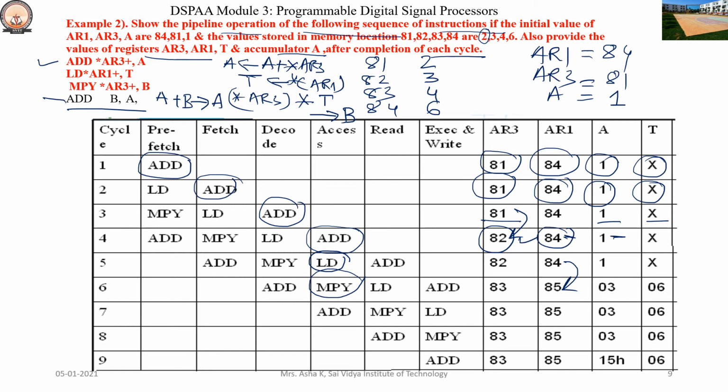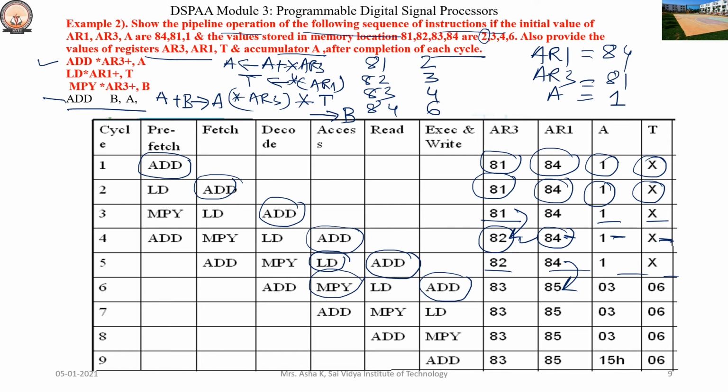The accumulator has no changes as it is, and the temporary register has no changes as it is. When the instruction appears in the read phase, because we are involving indirect addressing, we have the auxiliary register AR3, and the read operation will be executed for this add instruction. Again these registers remain in the same state. Now the add instruction appears in the execute and write state.